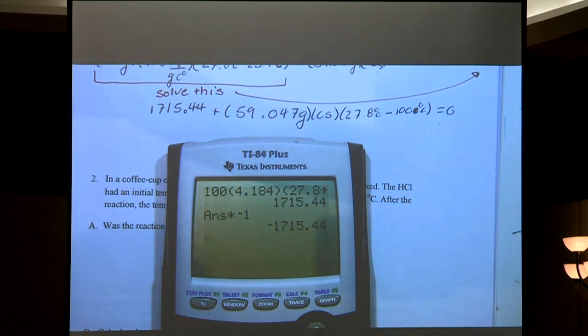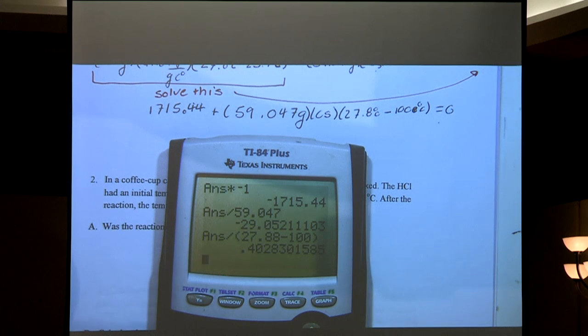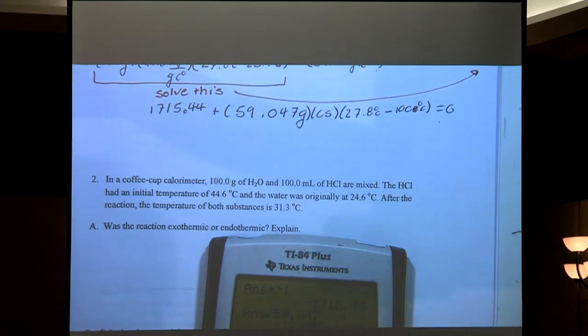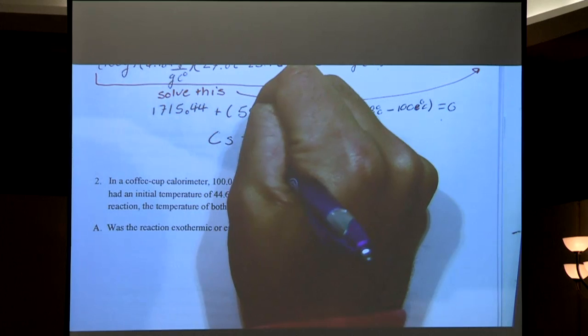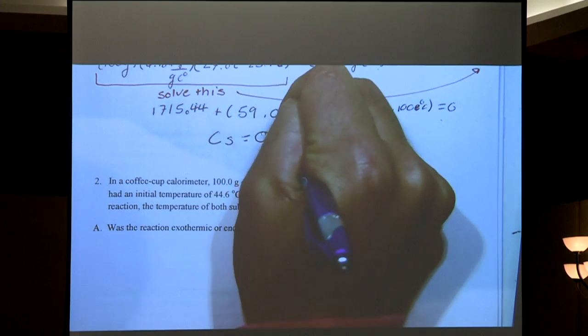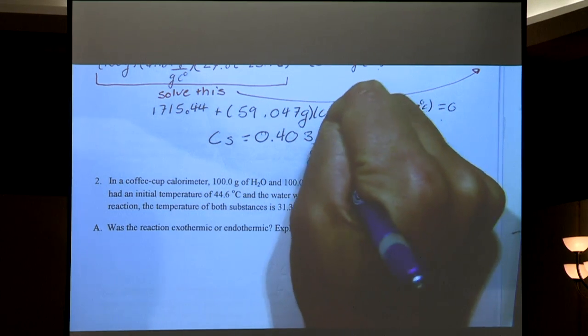Okay, and then I can divide each piece out. Divided by 59.047, and then divided by 27.8 minus 100. And I get my specific heat of my metal to be 0.4028. So CS is 0.403, I'll go with joules per gram times degrees Celsius.